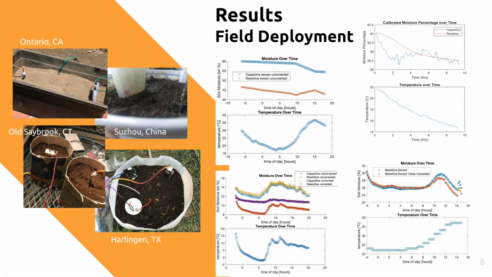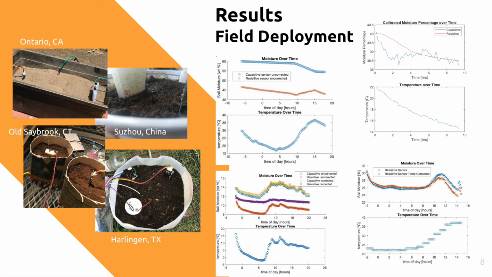This is the data that we got from our 24-hour field deployment where we measured the change in soil moisture due to evaporation. It is worth noting that each site used a different soil type and had different environmental conditions such as temperature, light intensity, and humidity, all of which affect evaporation rate. Thus, each site shows a different change in soil moisture over time.